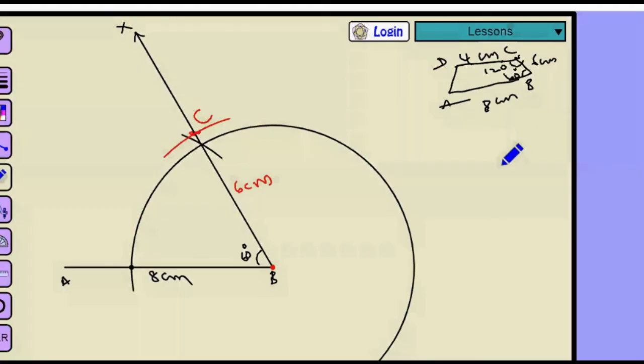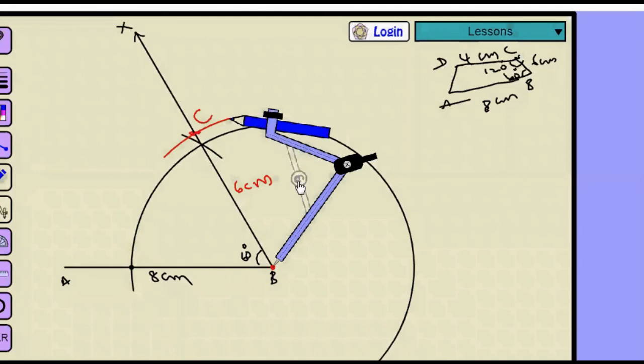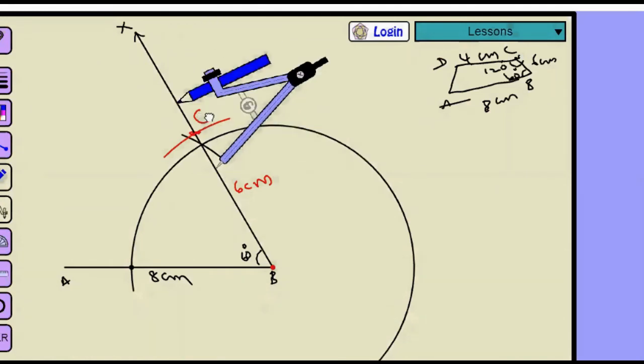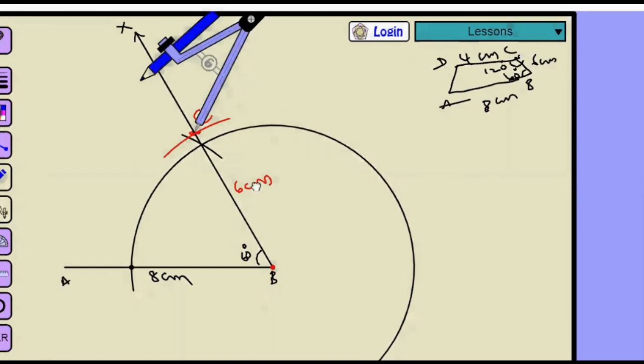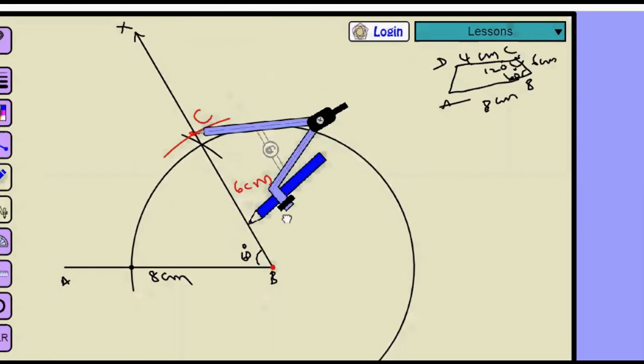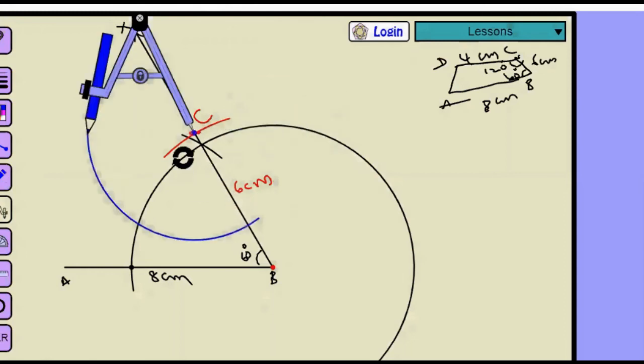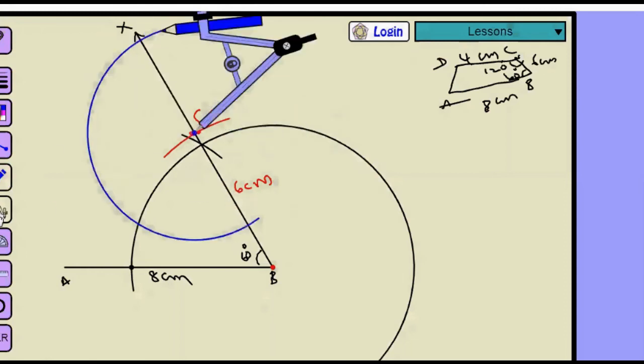So we are going to construct angle C equal to 120 degrees. So for that, now take the compass and now C as the center. Take the compass radius more than half of the length of BC, that is 6 centimeters. Take more than half. Now C as the center, draw an arc here. Now C as the center, draw an arc.